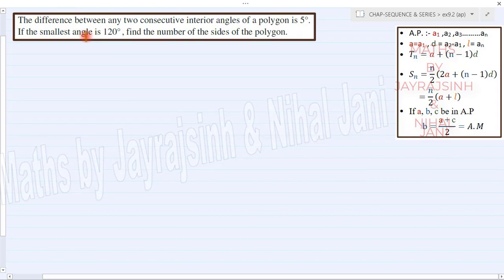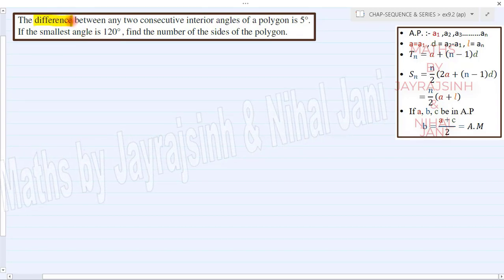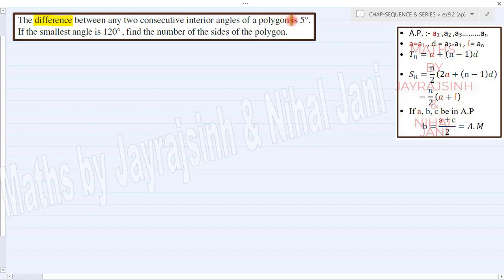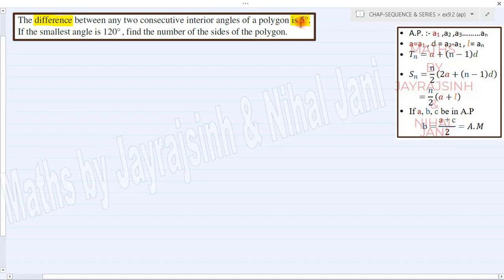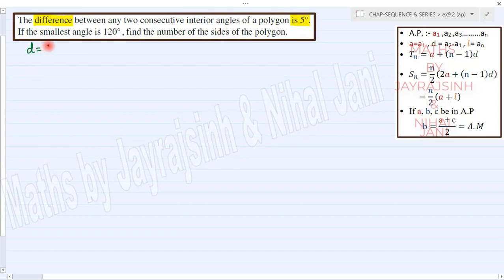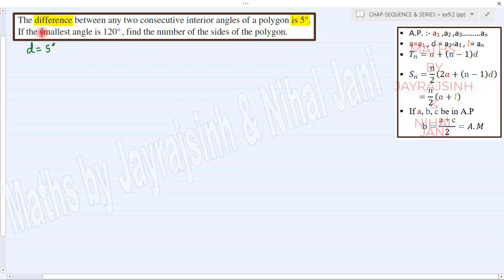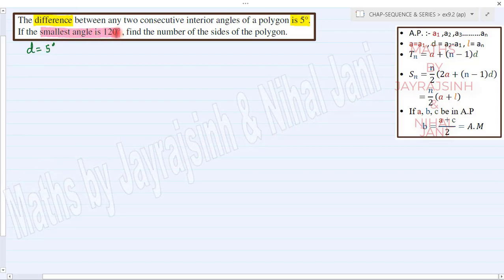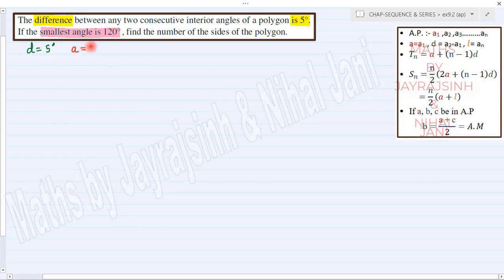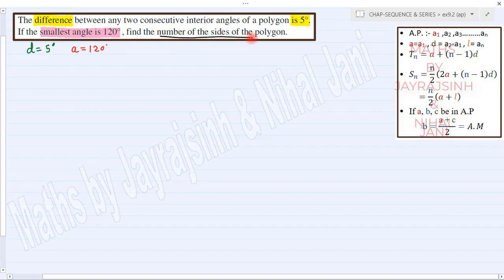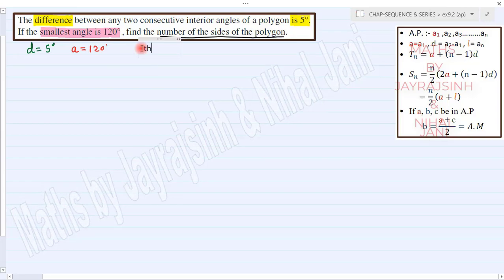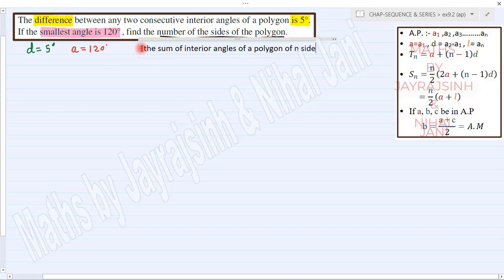In this problem sum, we have the difference between any two consecutive interior angles of a polygon as 5 degrees. That means your common difference must be 5 and the smallest angle is 120 degrees. So we will consider that as your first term and we have to find the number of sides of the polygon. Now here we are going to use the fact that the sum of interior angles of a polygon of n sides is given by (n minus 2) into 180 degrees.